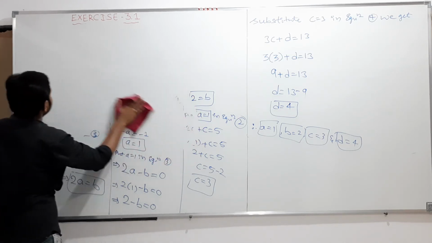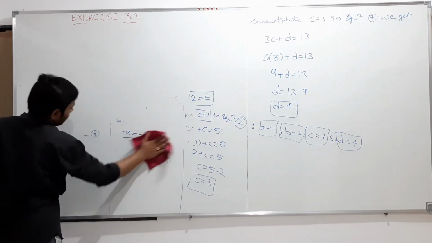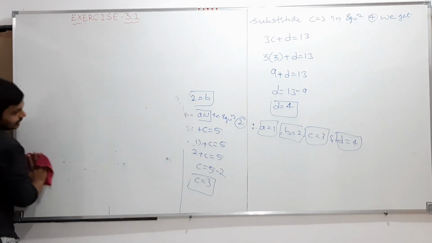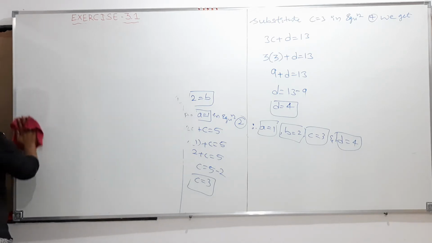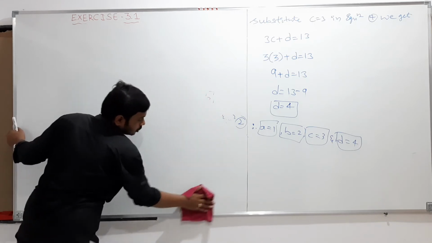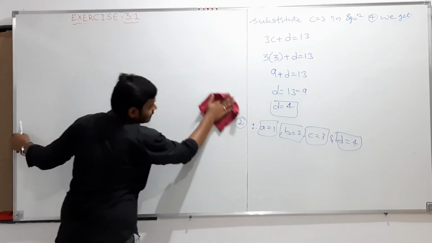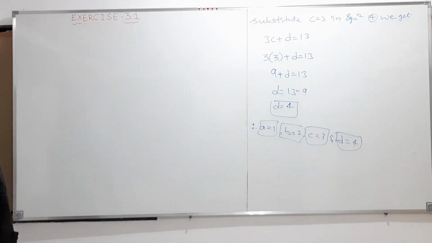So in the 9th question, I think it's in the form of multiple choice questions. Like in CET they may ask such types of questions. So they give you 4 options. Now I am going to write that question, that is the 3.1 exercise 9th question.